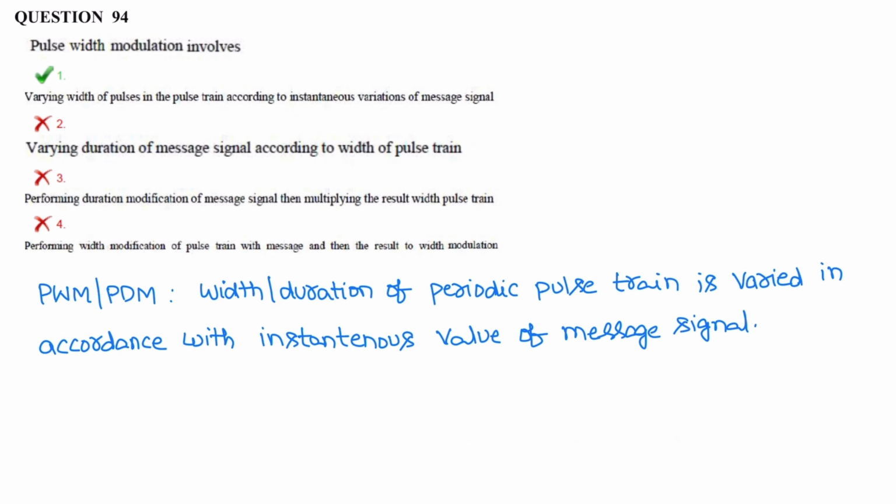Question 94. Pulse width modulation involves. So we know that in pulse width modulation or pulse duration modulation, the width or duration of periodic pulse train is varied in accordance with the instantaneous value of message signal. From the given options, correct answer is option 1. Varying the width of pulses in the periodic pulse train according to the instantaneous variations of message signal.